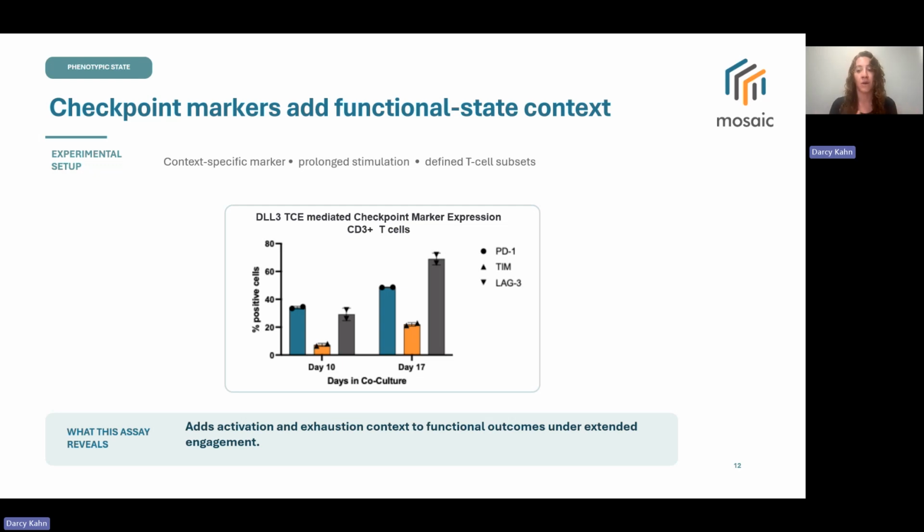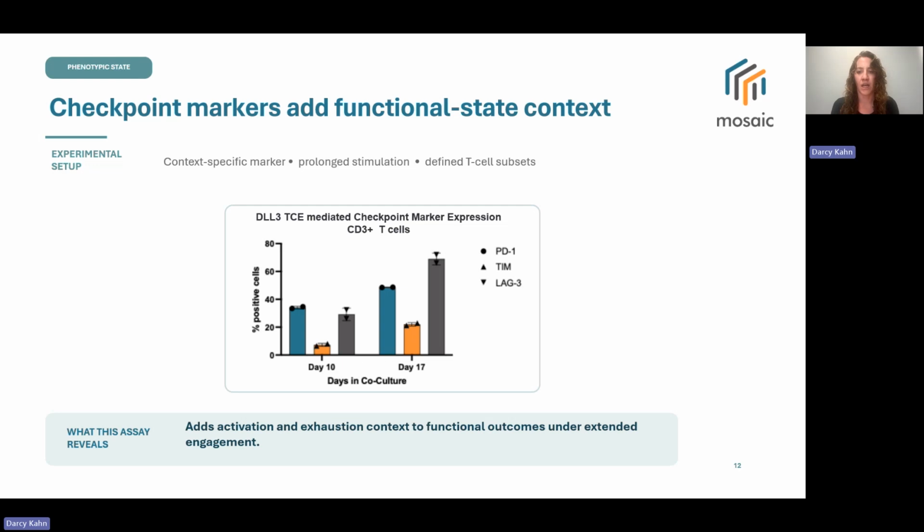But when these markers climb and stack up together, it's a sign that the T cell is heading towards an exhausted state. It's still alive when it's exhausted, but it's functionally much less capable of doing its job. So these are really important things to look at when trying to understand the full picture of T cell resilience in your culture.